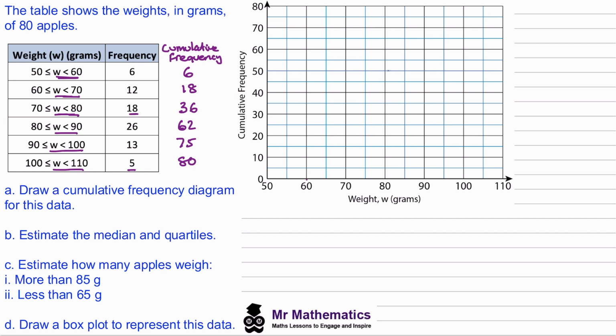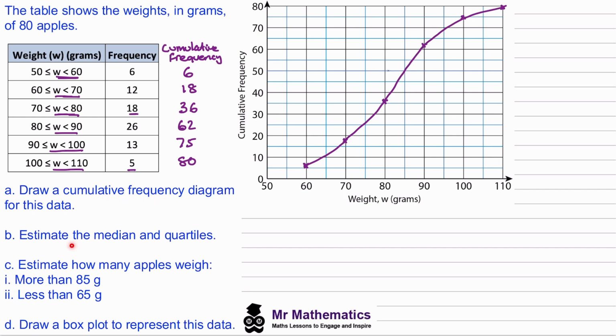So we'll have 60 grams with a cumulative frequency of 6, so about here. And then 70, about 18. At 80, we'll have 36. At 90, 62. And at 100, we'll have 75. And then we'll have 110 and 80. And we can either draw these together with a smooth curve or with line segments. So that's our cumulative frequency diagram.